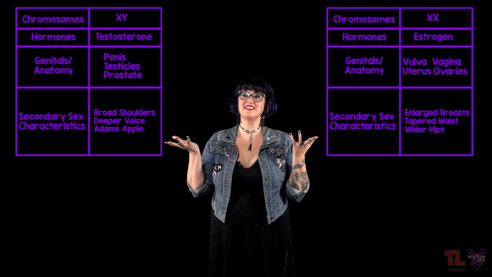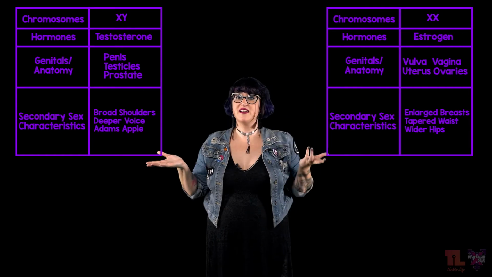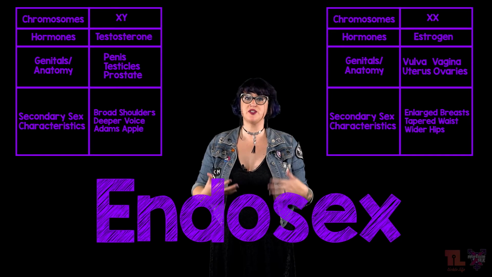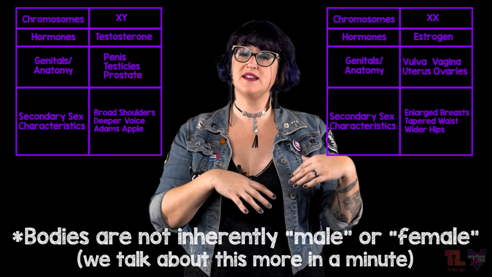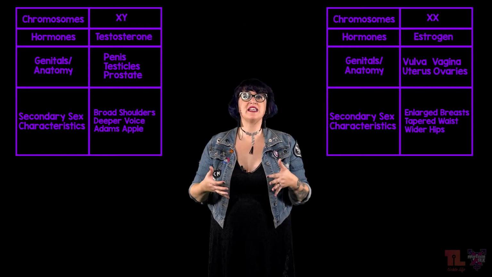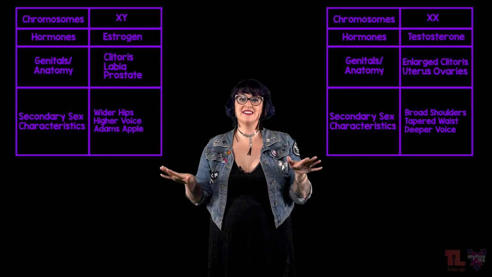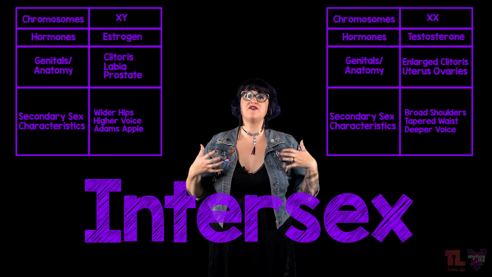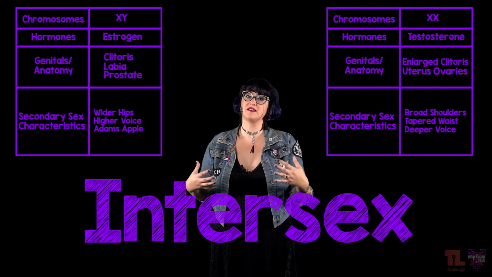We usually expect certain combinations that look something like this. If a person's biological makeup aligns into one of these two buckets, that's called endosex. An endosex person has innate physical characteristics that match what's expected for male or female bodies. If, however, these components align in some other amazing way, because the combinations are practically endless, those variations are called intersex. An intersex person has innate physical characteristics that are different from what's expected for male or female bodies.